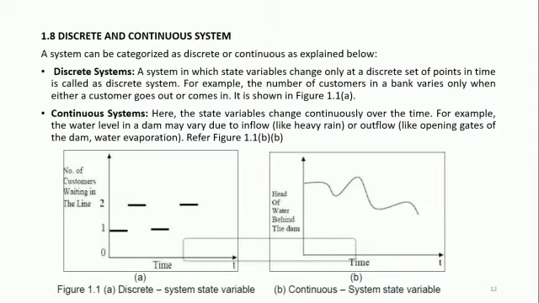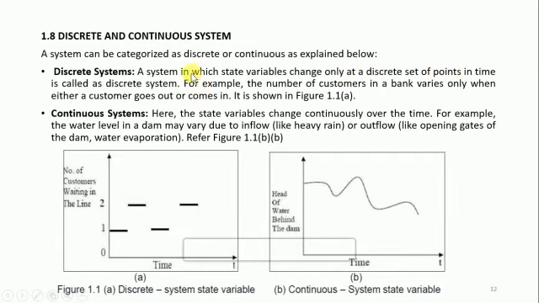So now we continue to see what type of system exists nowadays. We can have discrete and continuous system. So we are going to see the difference between them. A system can be discrete or continuous. So what is a discrete system? A discrete system is a system in which state variable change only at a discrete set of points in time.